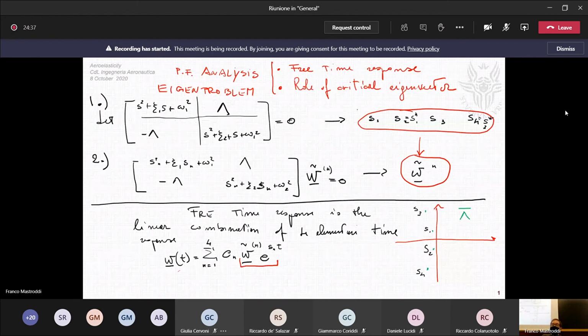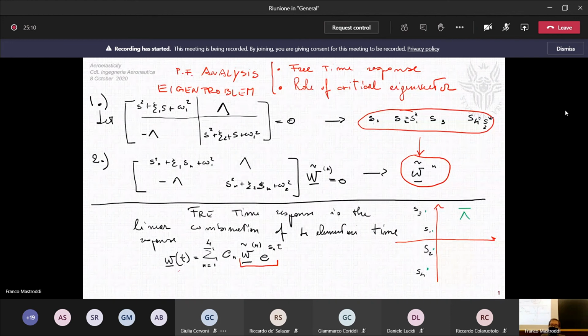The 4 eigenvalues are complex conjugated. If you put a complex conjugated number here, instead of S square, S, you have obtained here a complex matrix. And the eigen solution, the non-trivial solution of a complex matrix is a complex vector in general. So you expect to have W tilde n as a complex vector of complex number.